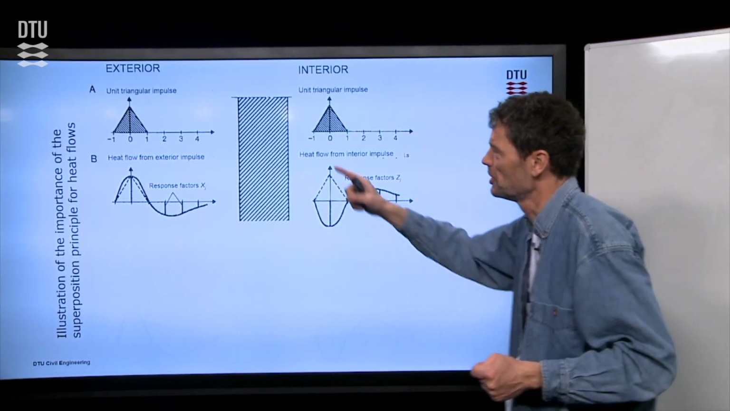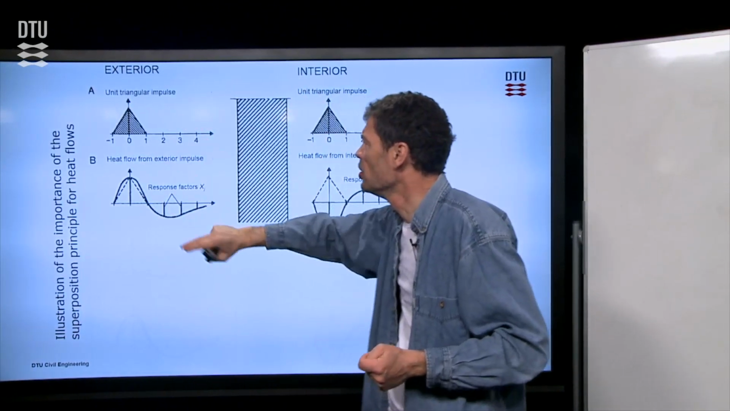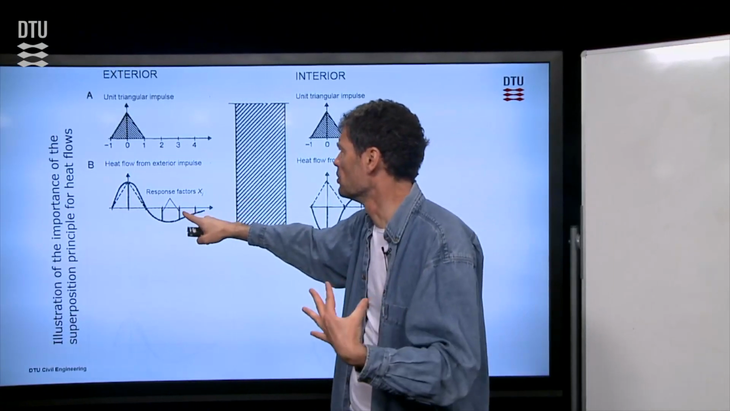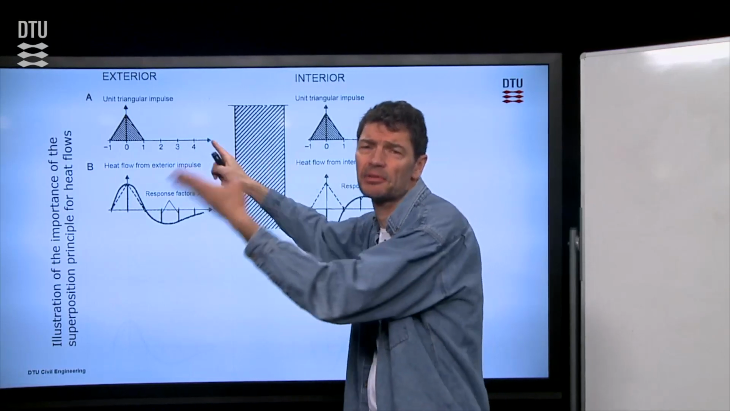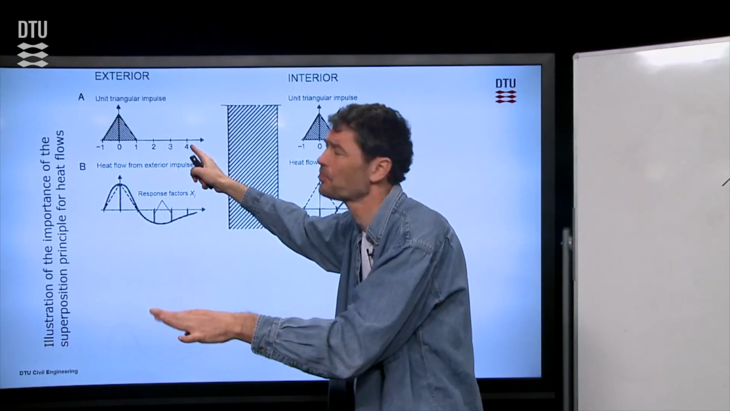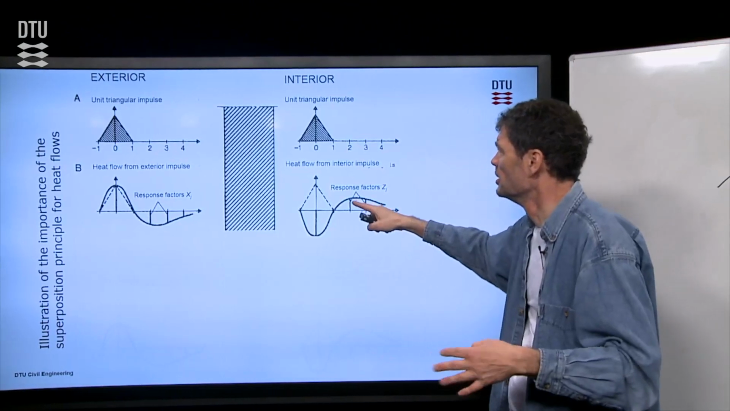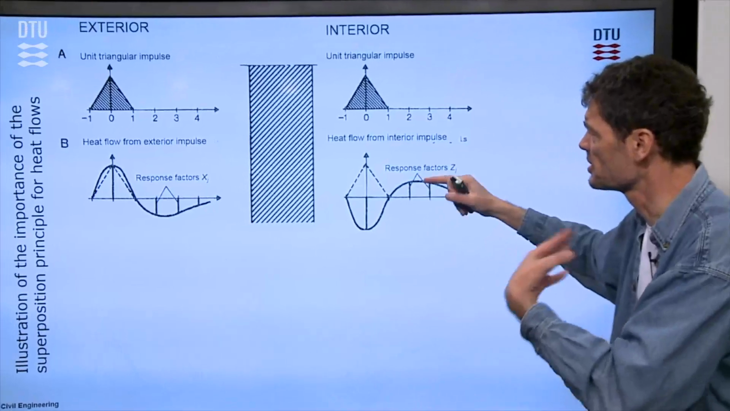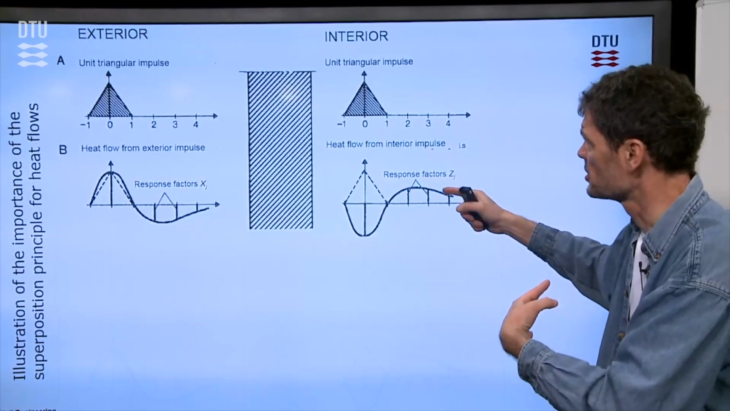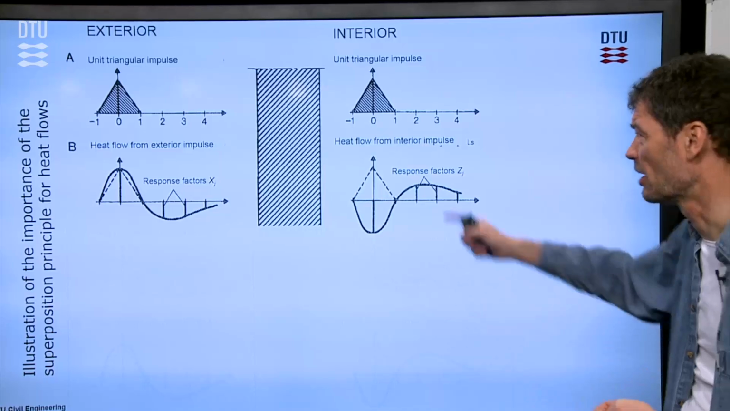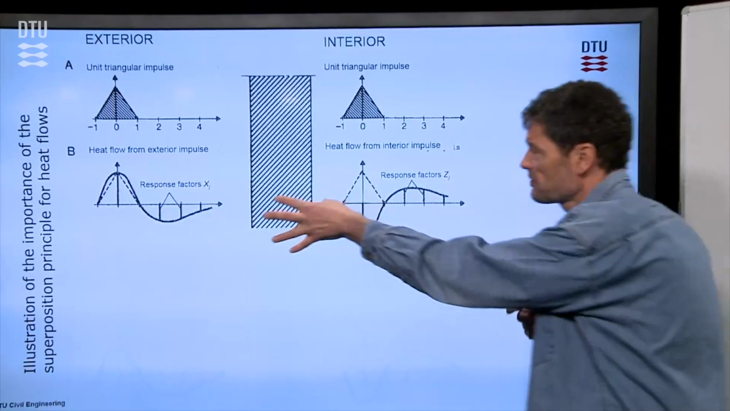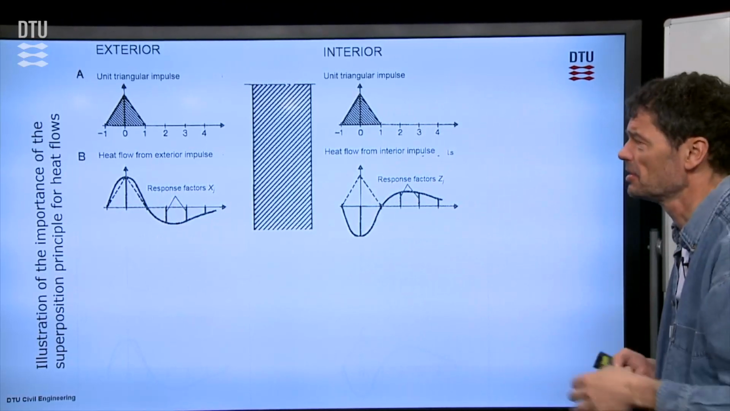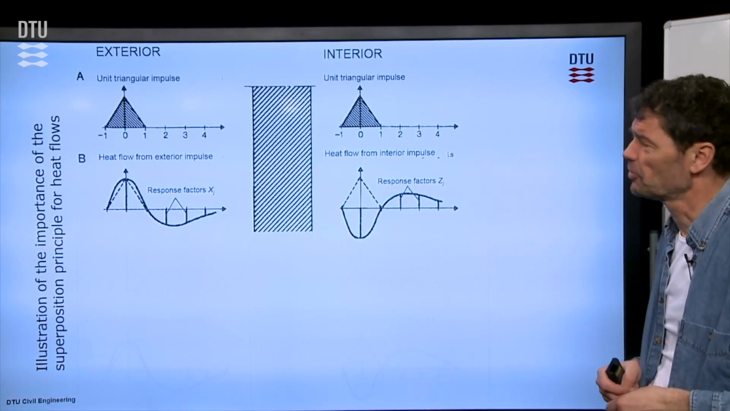Well, if we look at the first impulse that came on the left-hand side, then we have some response factors. The X factor tells us what is the heat flow coming into the left-hand side of the wall as a result of the temperature impulse on the left-hand side. We have also a response factor on the opposite side here. So this tells us what is the response as a result of the temperature now on the right-hand side. So it's always the X factor is for the left-hand side, on the same side as that impulse, and the Z factor is the response factor for the temperature on the right-hand side.